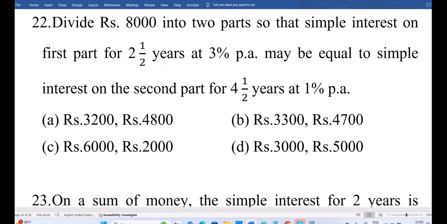Second years can move. See the next question, 22. So divide 8,000 into 2 parts.